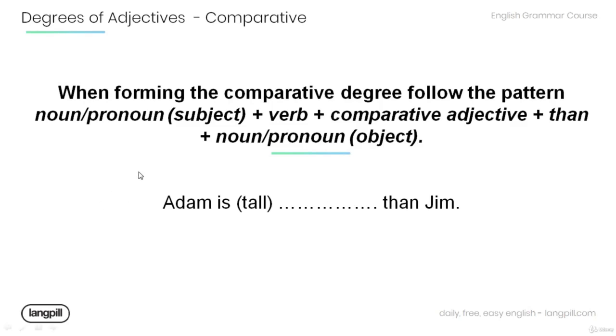Remember that when forming the comparative degree, follow the pattern: noun or pronoun, subject of the sentence, plus verb, plus comparative adjective, plus than, plus noun or pronoun as the object of the sentence. Now read the following sentence and provide the comparative form of the adjective in the bracket. Adam is tall than Jim. Adam is taller than Jim.